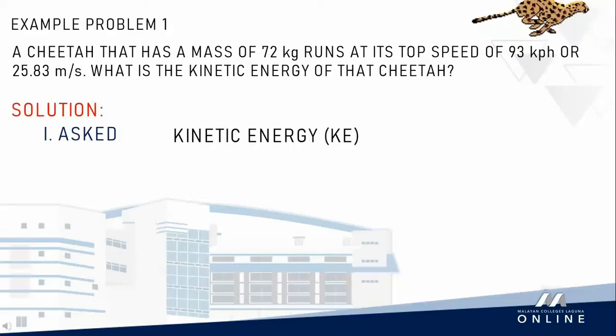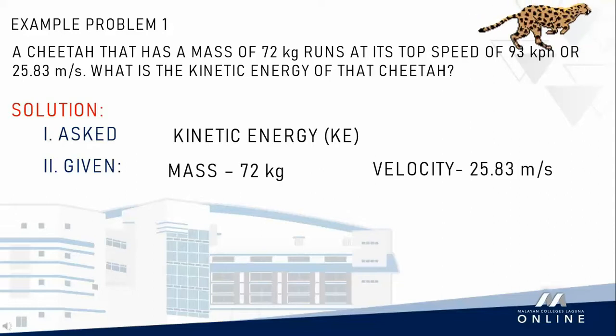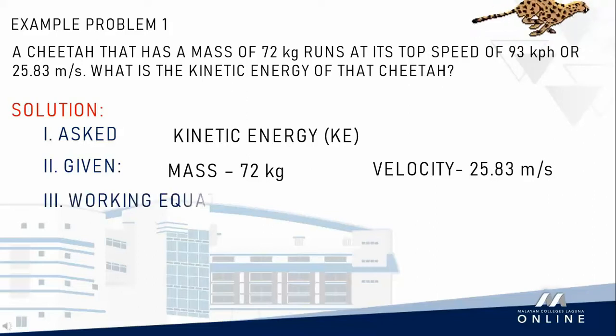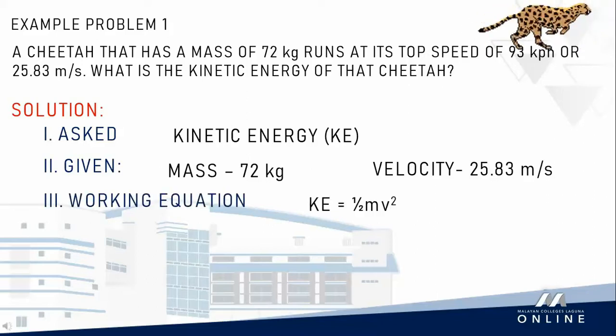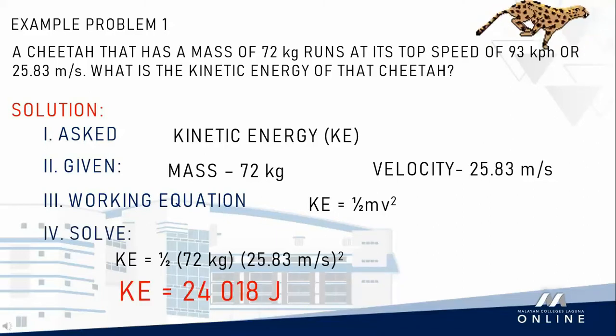To solve this, the givens are mass, which is 72 kilograms, and velocity, which is 25.83 meters per second. The working equation that we will use is KE equals 1/2 mv squared. We have the mass and the velocity, and therefore, we are free to substitute the values in the equation. 1/2 multiplied by 72 kilograms multiplied by 25.83 meters per second squared. The computed value will be 24,018 joules, which is the kinetic energy of the cheetah at its top speed.